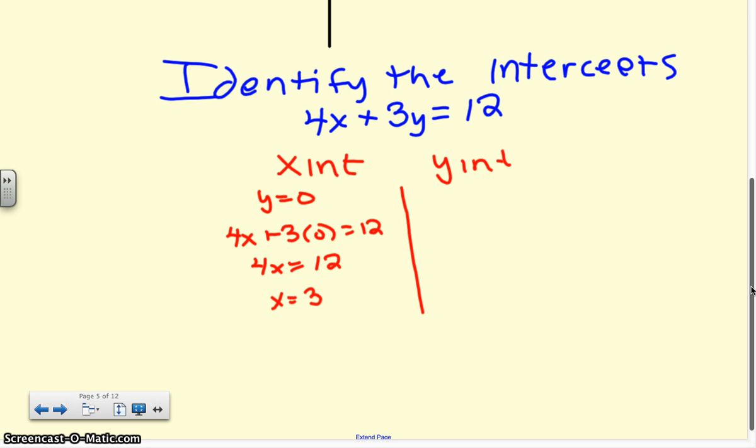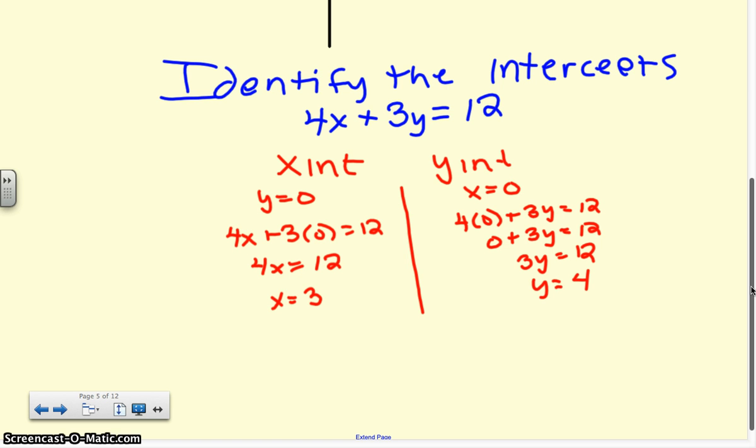Okay? And at my y-intercept, x equals 0. Well, now I've got to figure out what y is when x is 0. So I get 4 times 0 plus 3y equals 12. 0 plus 3y equals 12. 3y is 12. Y is 4.